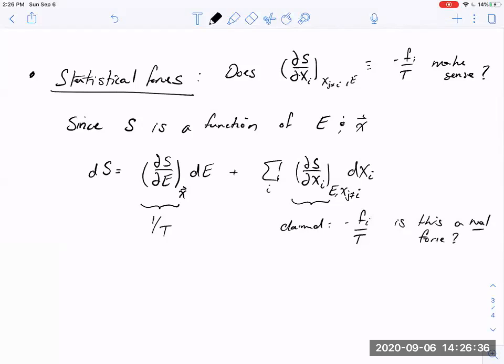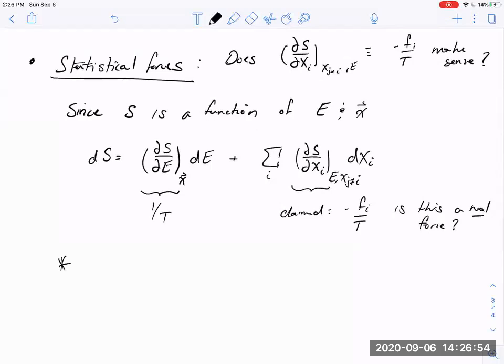So is this a force like we would imagine the Coulombic attraction between different charges being a force? Does this have the same sort of mechanical meaning as a force would typically, as we'd imagine a force typically does?